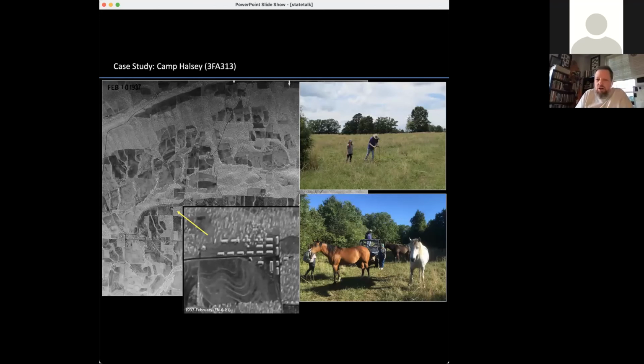So I got an image here of some students collecting electrical resistivity, and so you get an idea of the landscape, and we always have horses coming up and visiting us and wanting to know what the hell we're doing, okay?